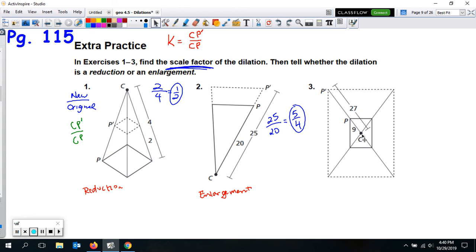Number 3, our C to P prime, that's going to be from all the way out to here, so that's 27. So it's 27 over C to P, which is 9. So 27 over 9, we reduce that, that's actually going to be just a number right there, which is 3. So our scale factor is 3. We don't need to say 3 over 1, we can just say 3. And so since that's definitely more than 1 and our original is the smaller one, the new one is bigger here, that's definitely an enlargement. All right, let's move on to our next part.